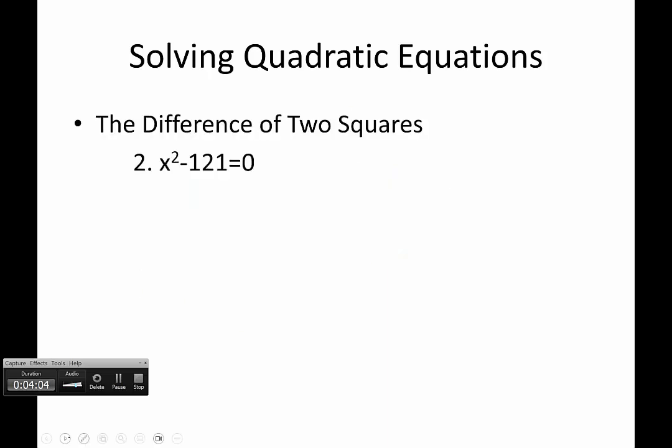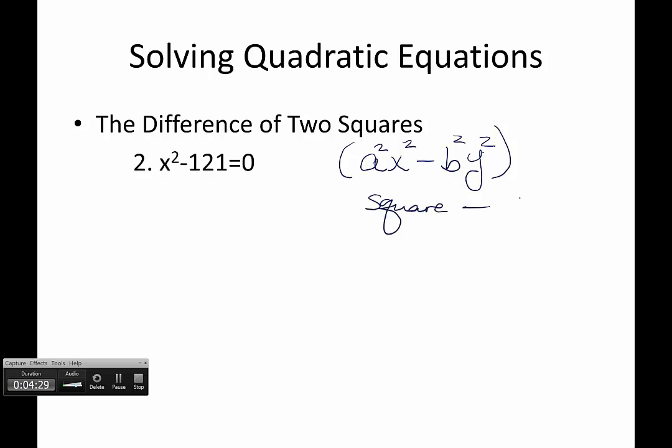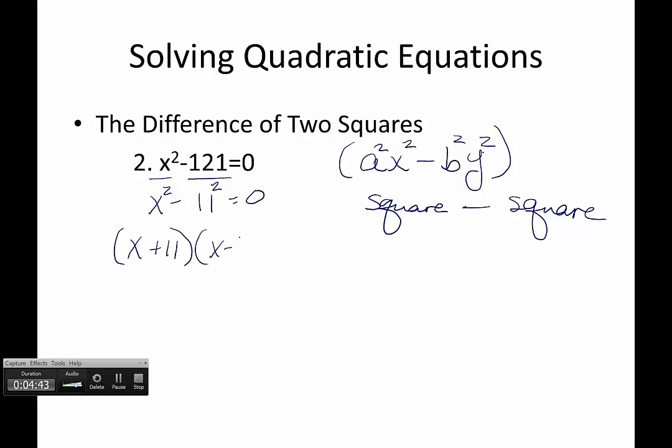Now, I can do something called the difference of two squares when I have something in the form of a squared minus b squared. So it has to be a square, a subtraction, and a square. In this case, we have x squared minus 11 squared equals 0. I can break this up as x plus 11 times x minus 11.